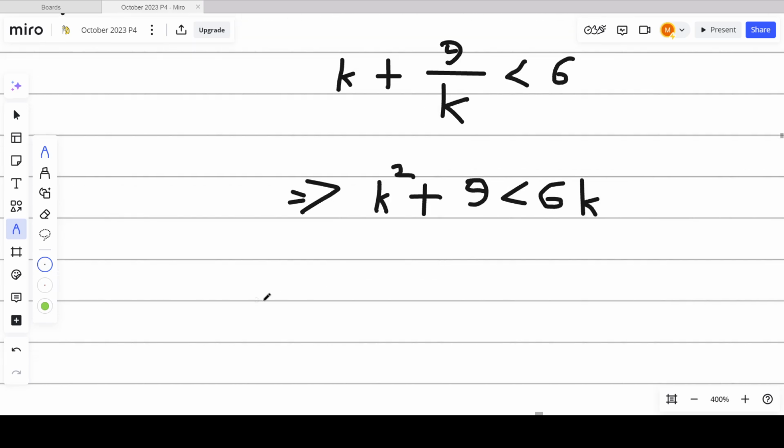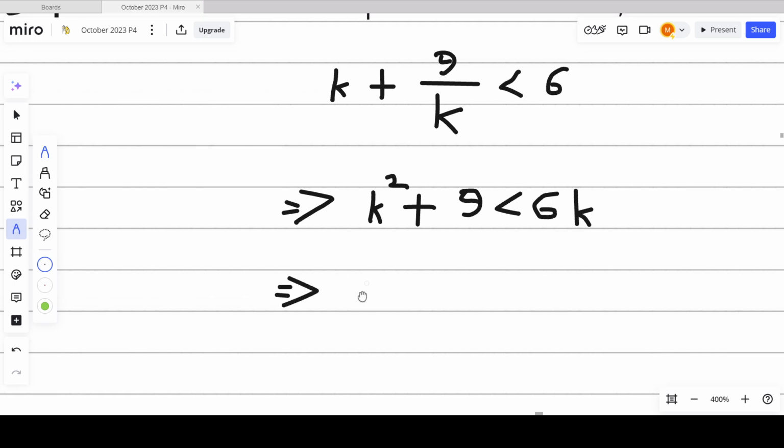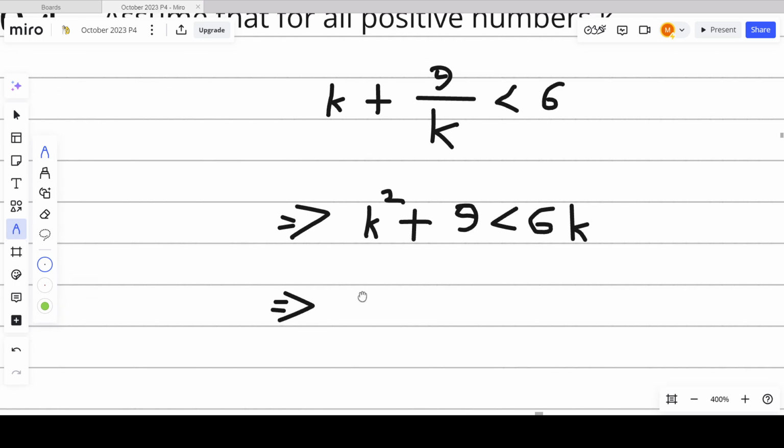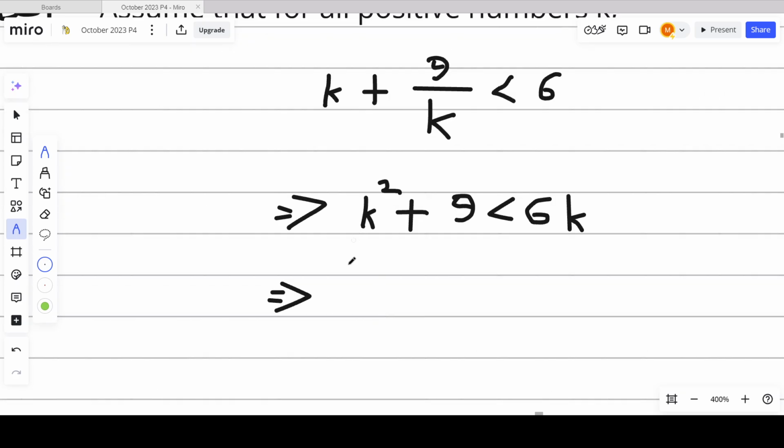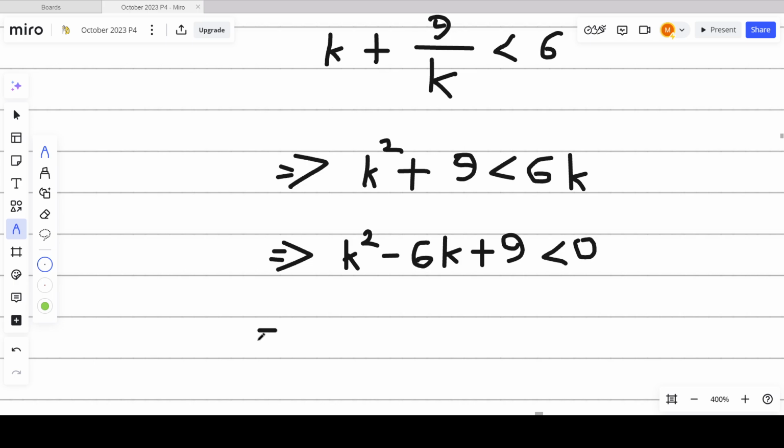Fine. Now there might be a question of why I am not multiplying by k squared. Because k is positive, that's why. Okay, so k squared, take 6k to the left, so k squared minus 6k plus 9 is less than 0. Now let us simplify it more so that we can have some conclusions.